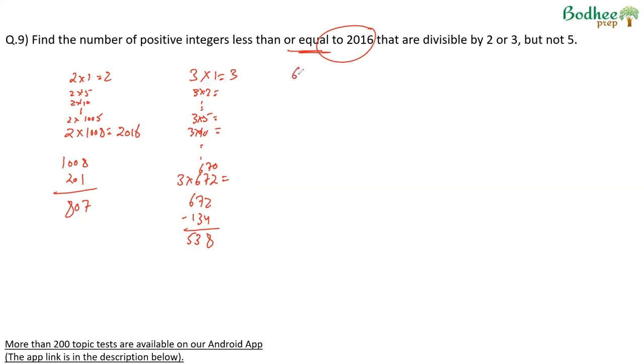Now we combine 2 and 3. The first multiple of 6 will be 6, then 12 and so on. There will be 6 into 5 as well somewhere. There will be 6 into 10 as well somewhere. The last number divisible by 6 will be 6 into 336, 6 3s are 18.